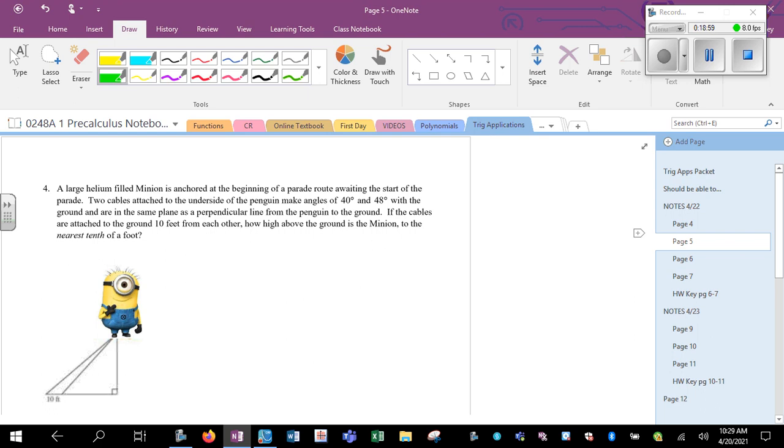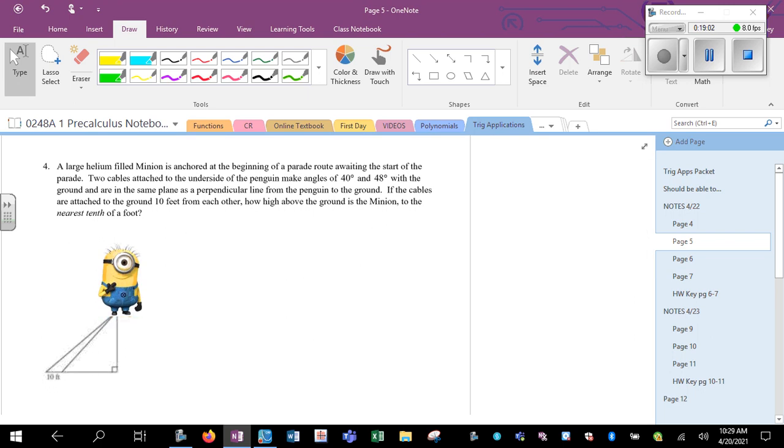Next question. A helium balloon-filled minion is anchored at the beginning of a parade route, awaiting the start of the parade. Two cables attached to the underside, oh, that shouldn't say penguin. That should say minion. Let's write minion there. Make angles of 40 degrees and 48 degrees with the ground.